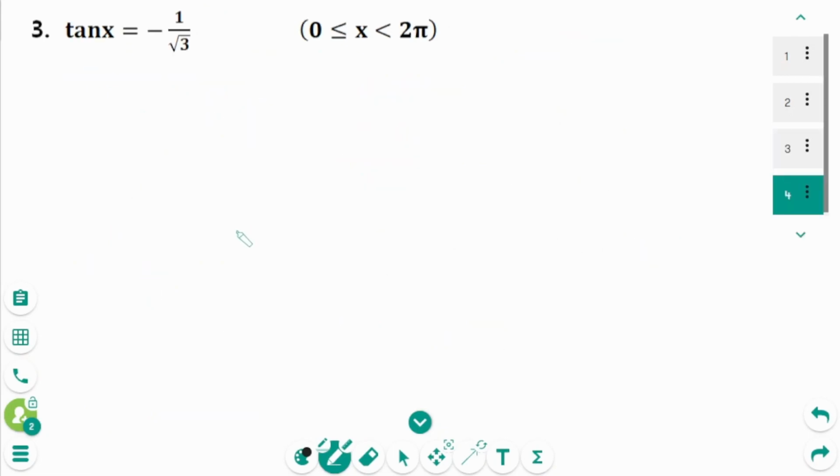This is the last one. First, find the reference angle. Think about the ratio without the negative sign. We need tangent x equals 1 over square root of 3. Then draw the 3 special triangles. Second one and the third one.